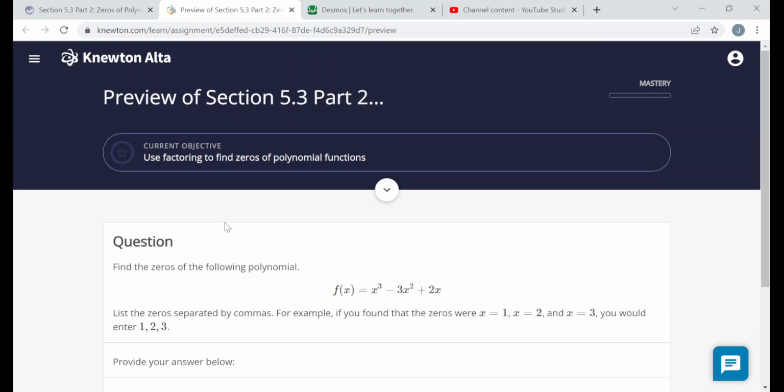Alright, so this first objective: use factoring to find zeros of polynomial functions. Remember, I'll tell you what a zero is real quick. Then I'll write out this function, and we're asked to find the zeros of this polynomial function. So let me write out a little definition here first.